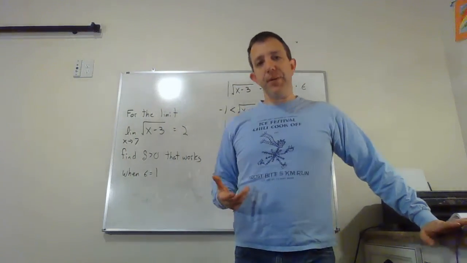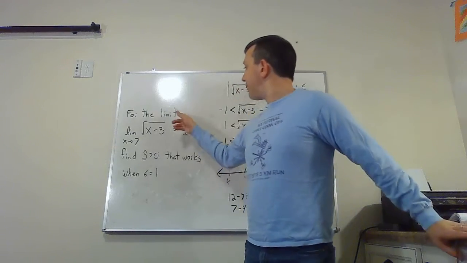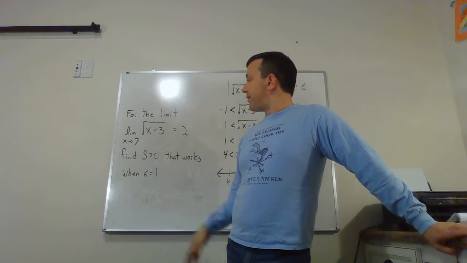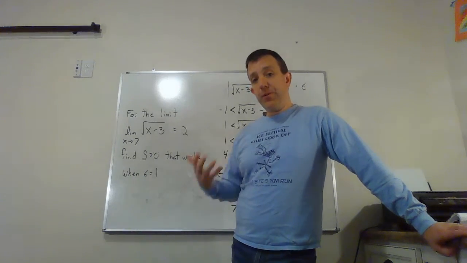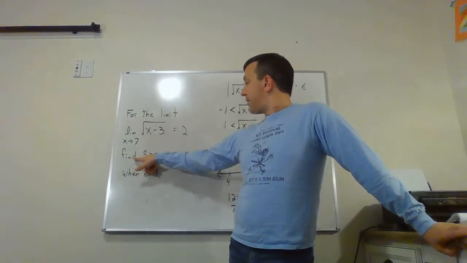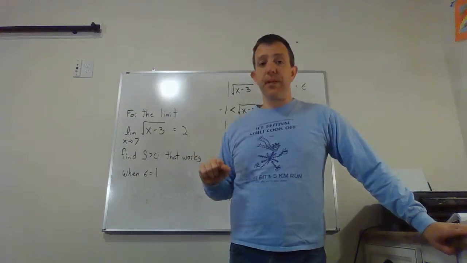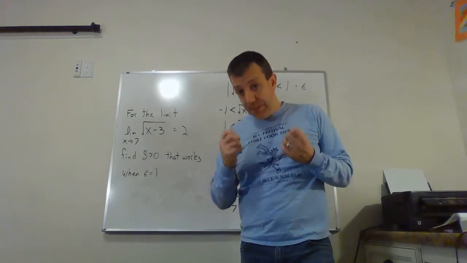Okay, our next example. On this one, we have the limit as x approaches 7 of the square root of x minus 3 equal to 2. We're asked to find a delta greater than 0 that works when epsilon is 1. So this time we have a specific number.